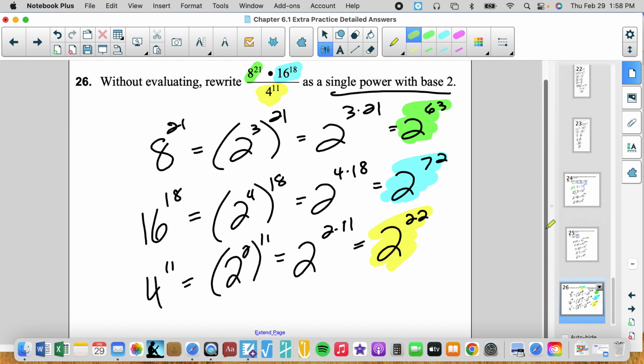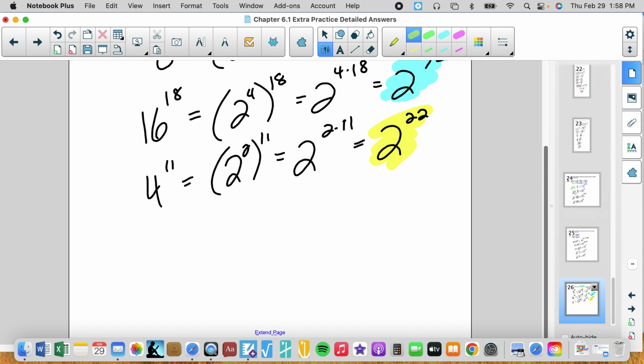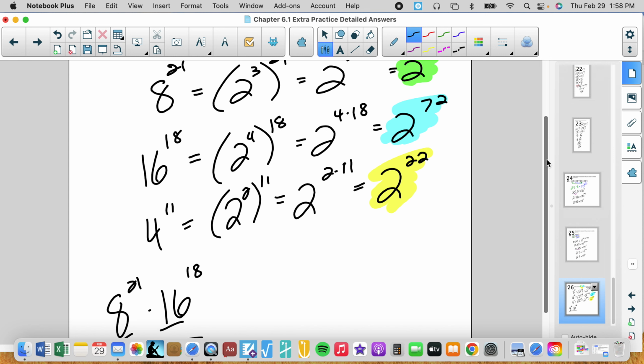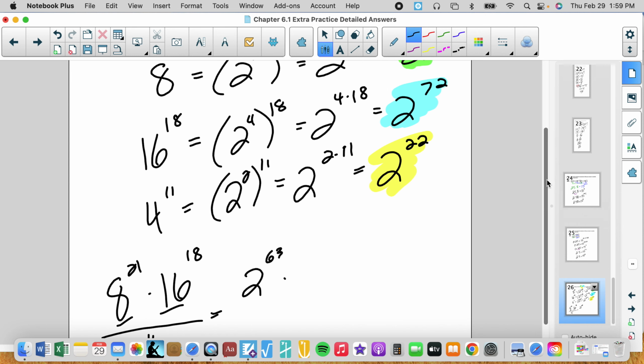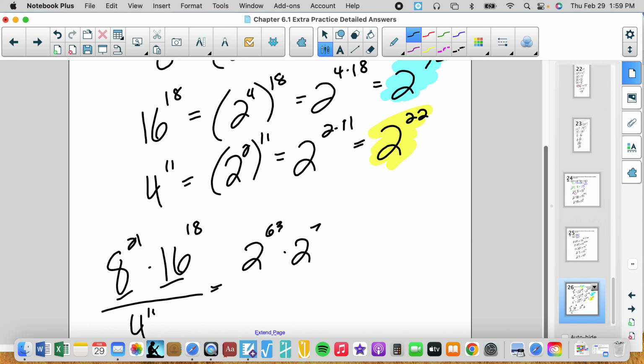All of those are equivalent. So it's not like we changed the values, we just changed the base. We rewrote each of the bases. So 8 to the 21st, because we can't multiply those, we can't use adding of the exponents because they don't have like bases. Since they don't have like bases, we can't simplify them easily. 4 to the 11th.